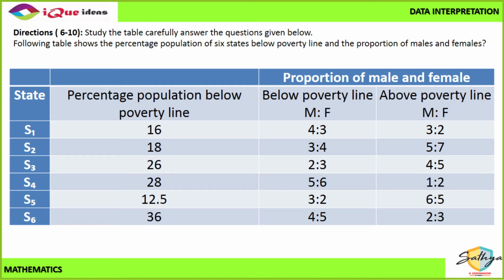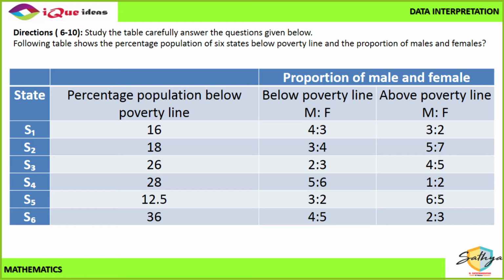So if 16% of people live below the poverty line, that means 84% are above the poverty line, 100 minus 16. Now, in the 16% below the poverty line, the ratio of male to female is 4:3. And in the remaining 84% above the poverty line, the ratio of male to female is 3:2. And so on for all the 6 states.